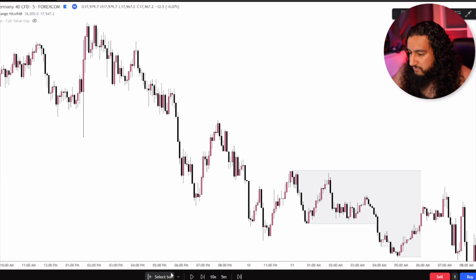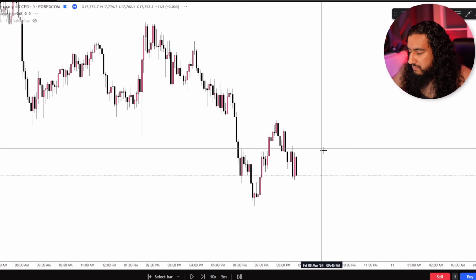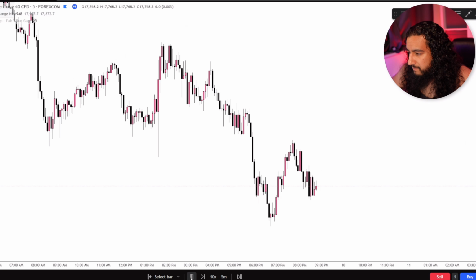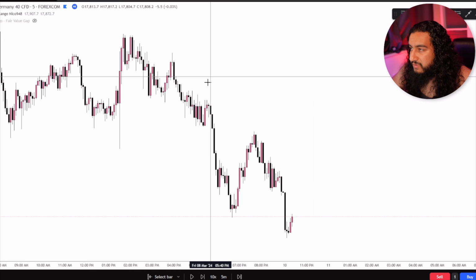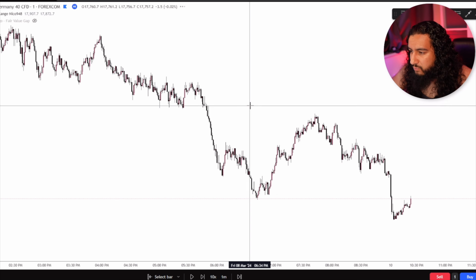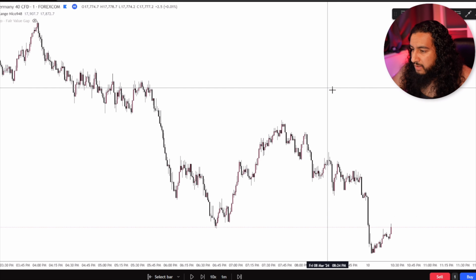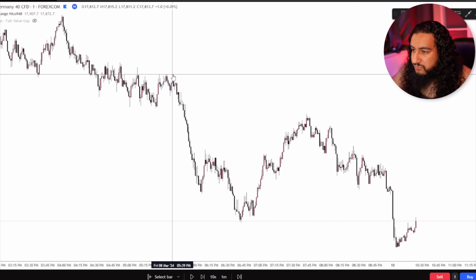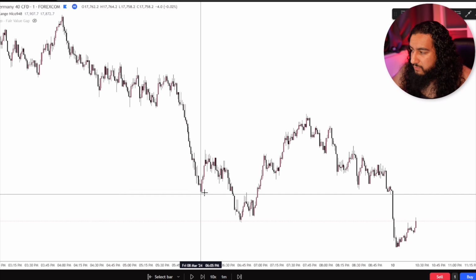You know what, let me make it even easier. Let me select it like this, play that a bit. I just want this key price action right here. So let's drop to the 1 minute to make it a bit easier to understand where price retraced. So we have this swing high, we have this swing low.